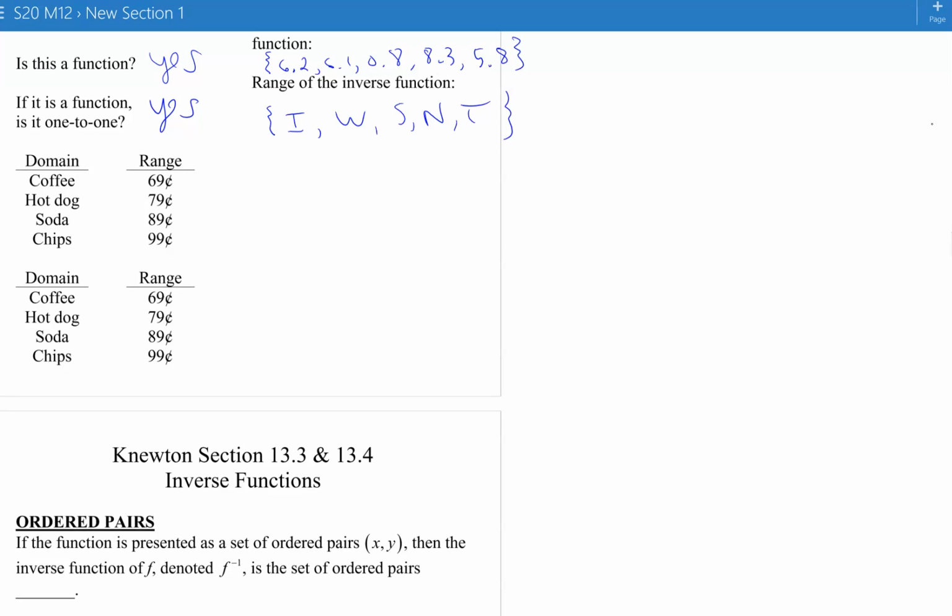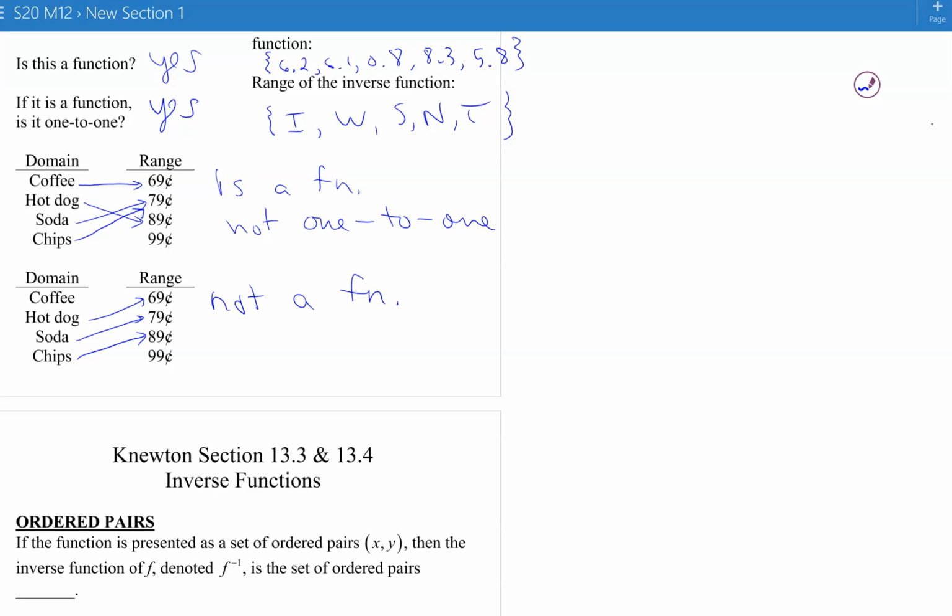So now let's make some pricing functions and say each item has one price, that's fine for being a function. But then if I have one price that corresponds to two different items, then my function is not one-to-one. If your relation is not even a function, so if I have an item that doesn't have a price, this is not even a function, so then you don't even need to ask the second question.